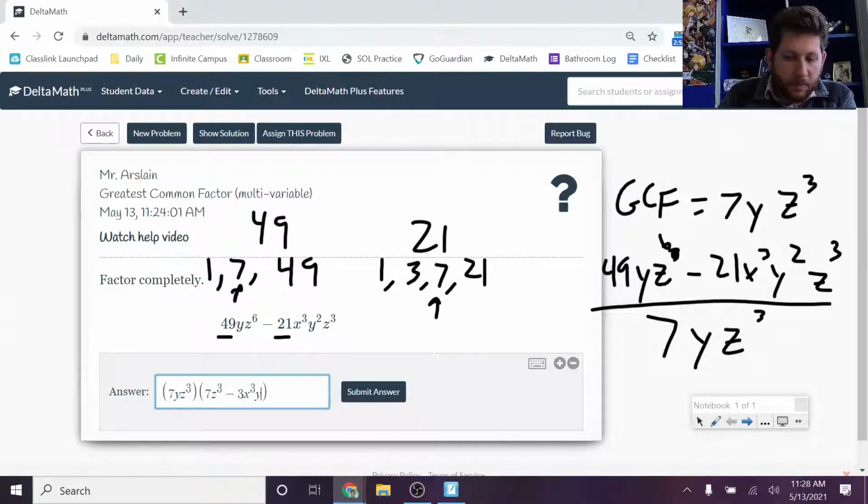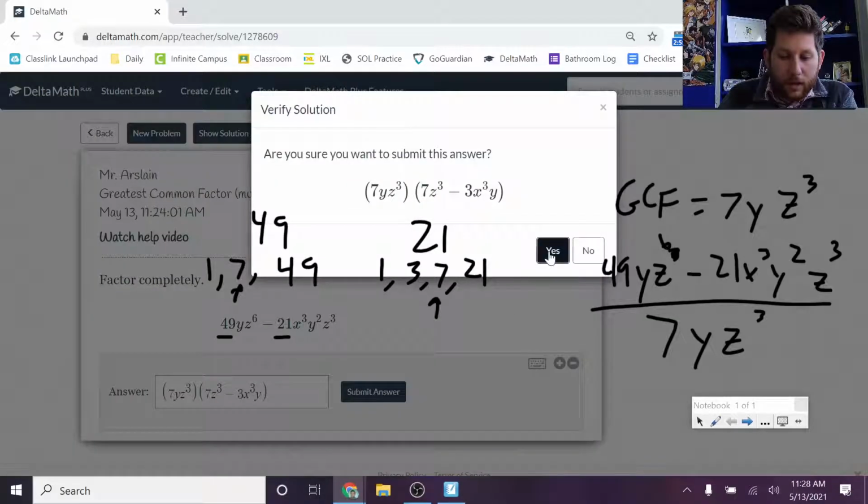So here's my final factored form. 7yz cubed, that's my greatest common factor, times 7z cubed minus 3x cubed y. All we did was find our greatest common factor, which you should be able to do pretty quickly, and then divide it out, and whatever remains goes in the second parenthesis. So let's go ahead and check this answer.